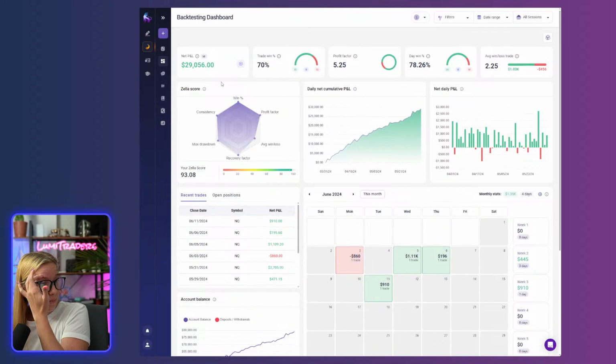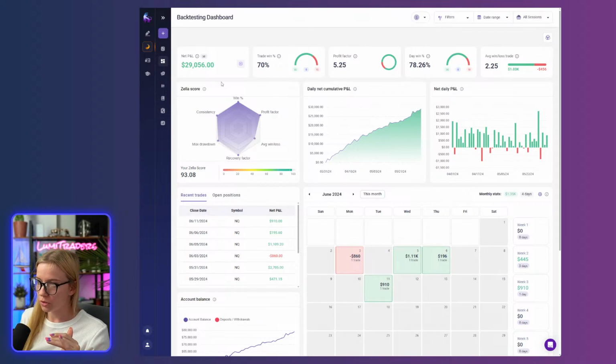I got a 70% win rate, absolutely amazing so far. I'm happy to see this. I don't know how it's going to work with 2025 because I did not backtest this, and honestly, with the Trump market, I don't know how it's going to work. But from what I saw last week, it worked. Once again, I got a profit factor of 5.25 and a day win rate of 78% for the entire day.